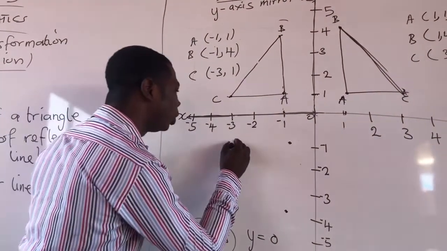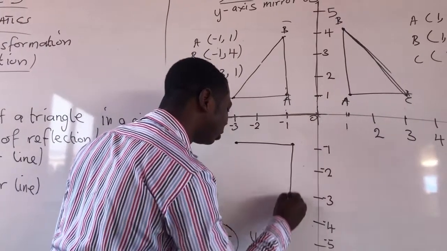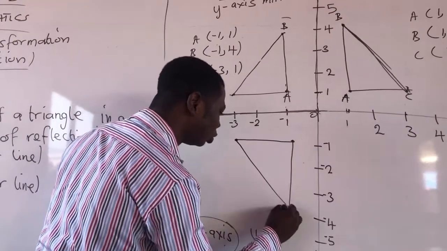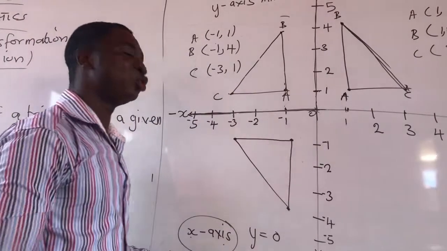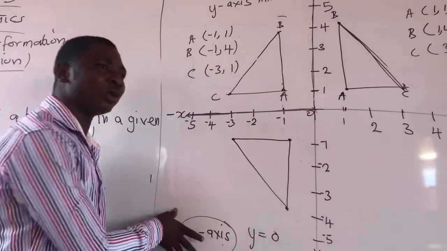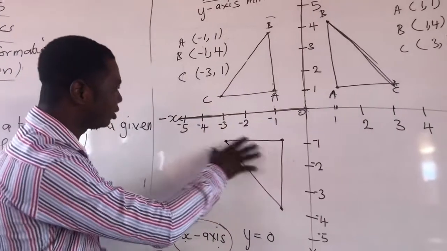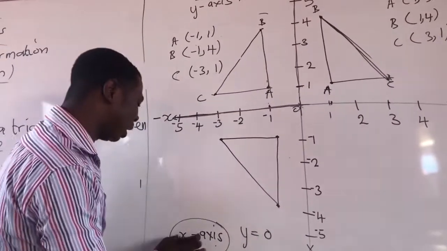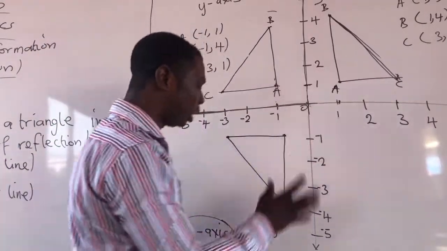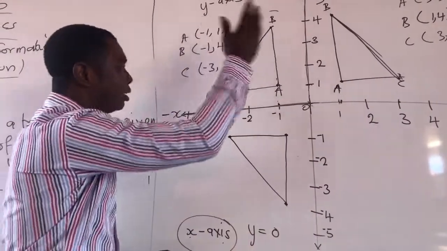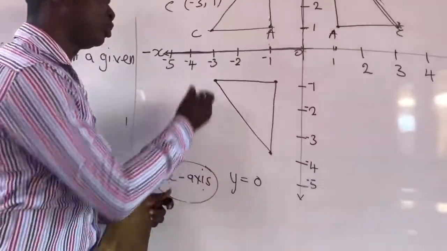Now what do we do? We join the points. So just join the points to be able to reflect the image using the mirror line given. So now this image, I have used the mirror line x-axis. And this image, I have used the mirror line y-axis. Have you seen that? I've used the mirror line y-axis.